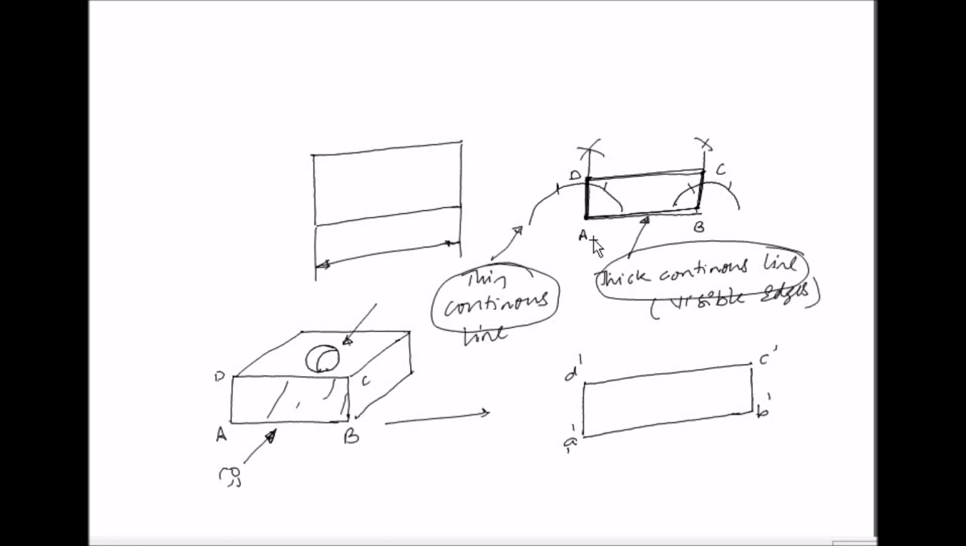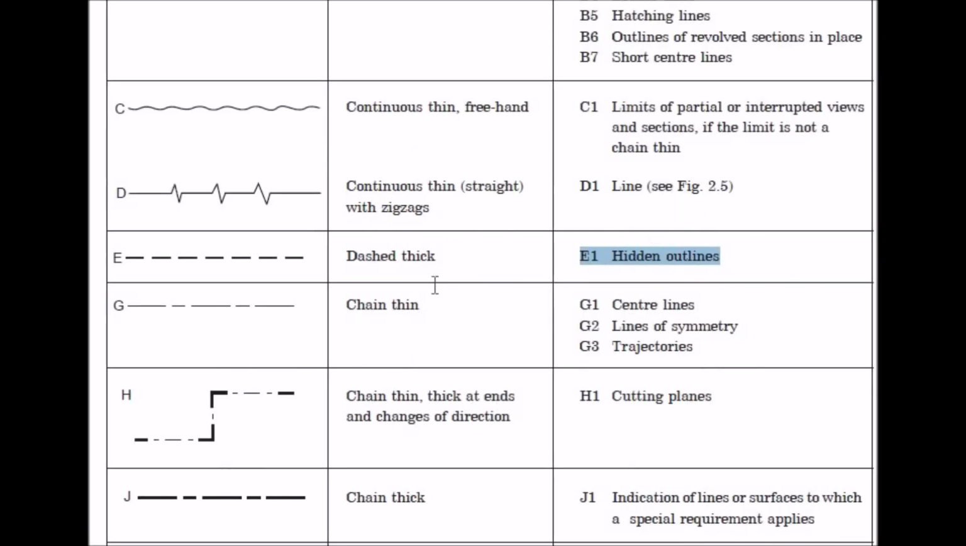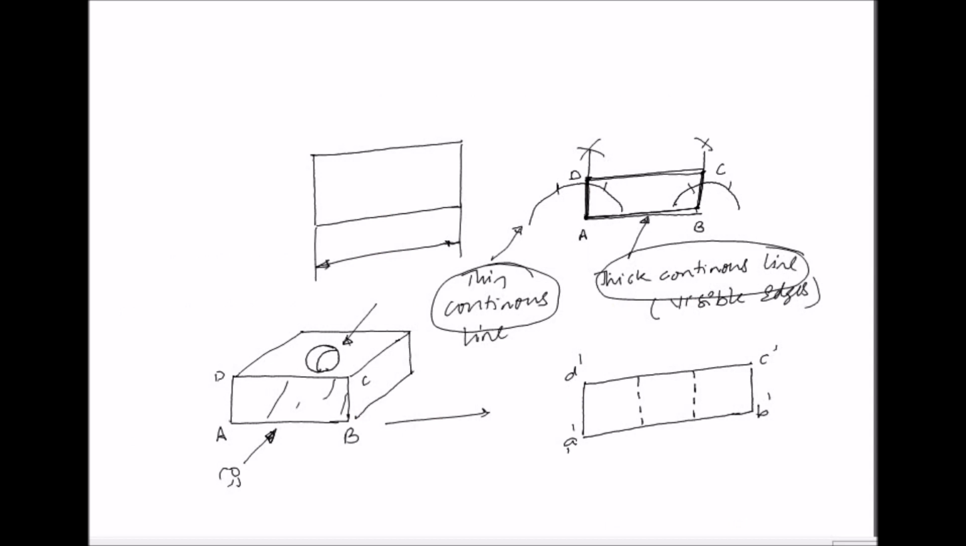Now, to indicate this hole which is not visible to me in this particular view, I draw it using lines called dashed lines. That is the main purpose of this. Dashed lines are used to indicate hidden edges. So this hole that we have seen in this example is hidden from our view, so it is shown by dashed lines. These are dashed lines to show hidden edges.